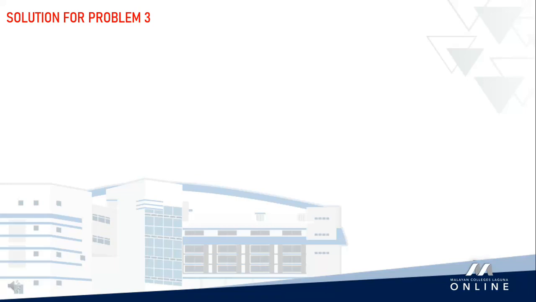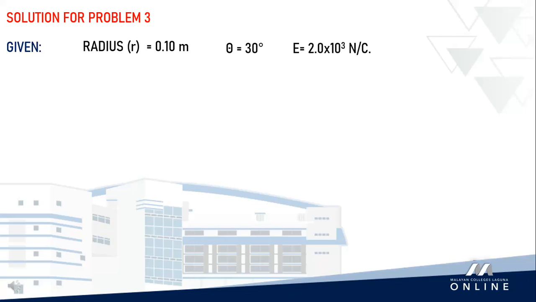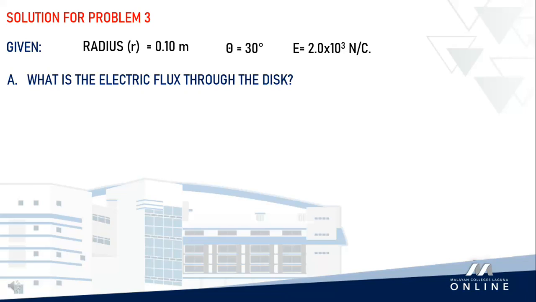Okay, let us check if we have the same answer. The given in the problem are the radius, the angle, and the electric field. For letter A, we are asked to calculate the electric flux, and we cannot do it until we have identified the surface area of the disc, which we can identify using the formula A is equal to pi times r squared. Substitute the values. The area of the disc is 0.0314 square meter.